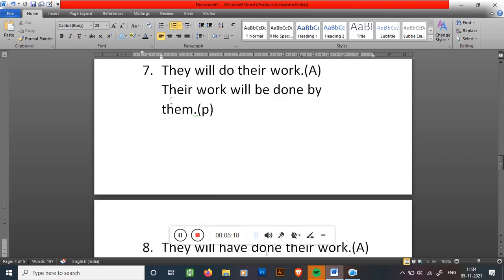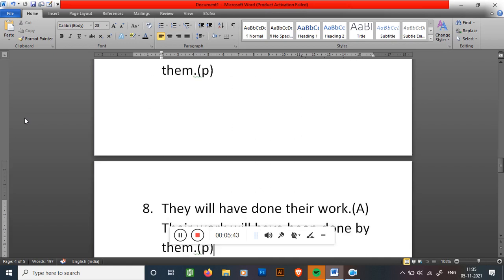Now, seventh sentence. I have taken simple future. They will do their work. Their work will plus be done by them. So have you seen that I have been using different rules with different sentences. So it means if there is a future tense, then you have to use shall be or will be.